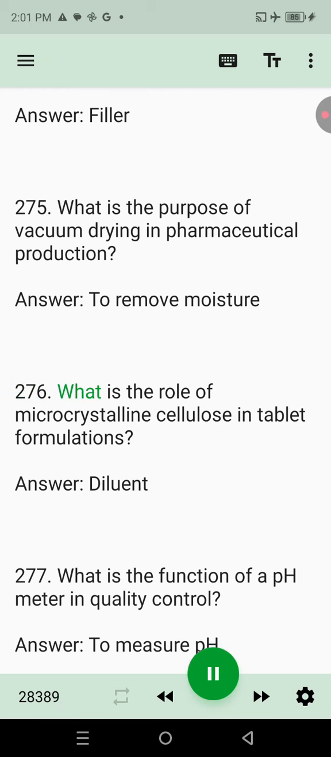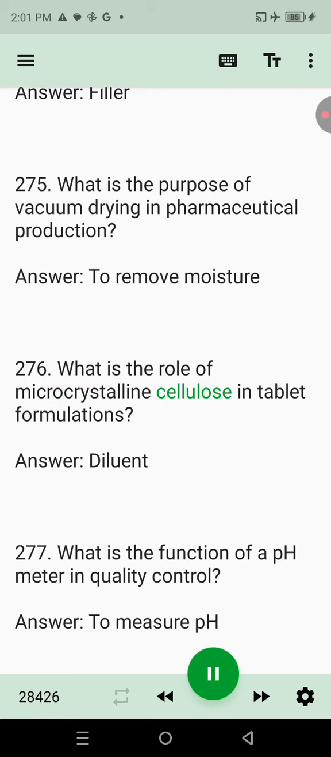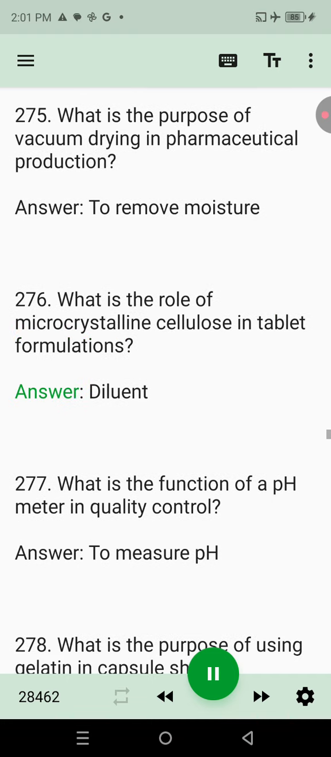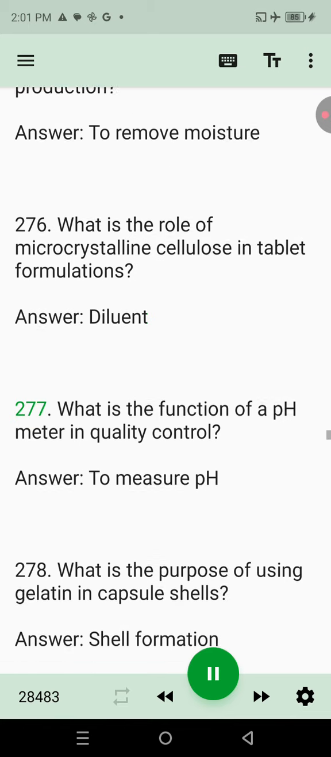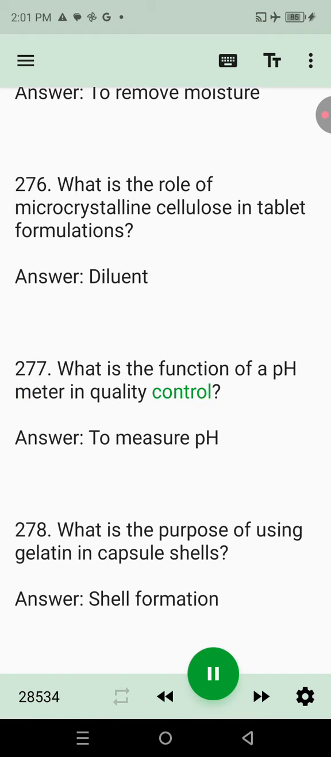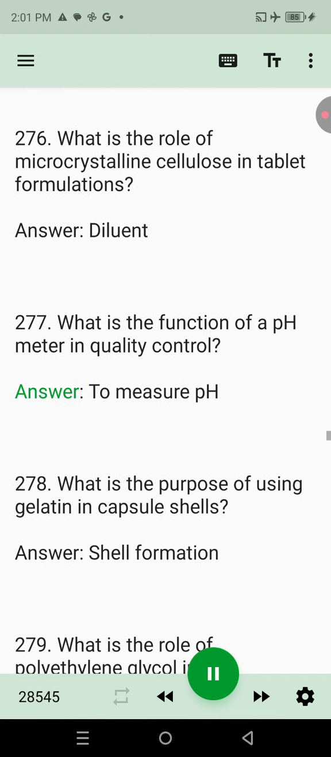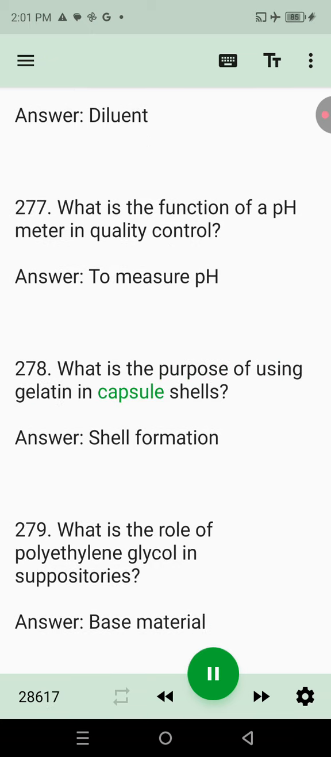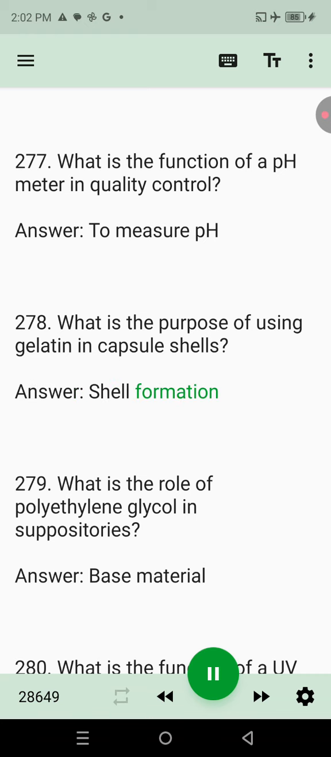276. What is the role of microcrystalline cellulose in tablet formulations? Answer: diluent. 277. What is the function of a pH meter in quality control? Answer: to measure pH. 278. What is the purpose of using gelatin in capsule shells? Answer: shell formation.